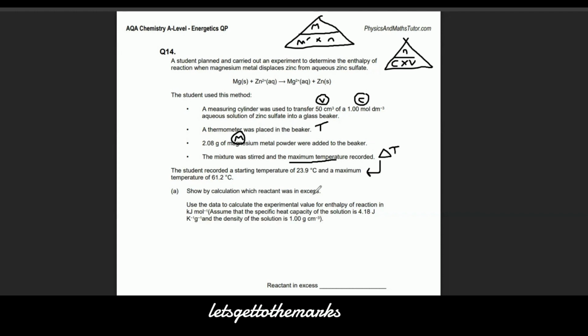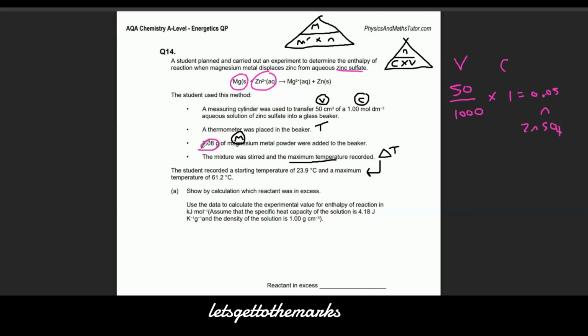So first of all, they want us to see which of the reactants is in excess. Just in case you're wondering what the reactants are, we've got magnesium and we've got zinc sulfate. For the zinc sulfate, we've got 50 cm cubed and 1 mole. So we need to do 50 over 1,000, because we have to change volume into decimetres cubed. So that's our volume, and we're going to times that by the concentration, which is 1. That's going to give us 0.05 moles of the zinc sulfate.